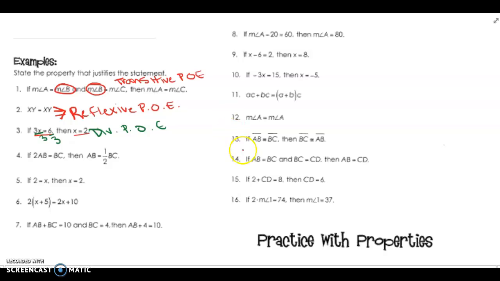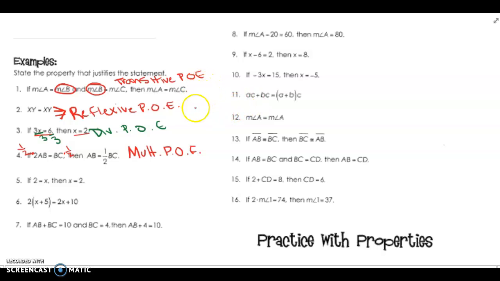Okay, now if we look at number 4, if 2a equals bc, then a equals 1/2 bc. Well, you can kind of do 2 things. We could either divide both sides by 2, that'd be division property of equality, but since we already used that, let's multiply both sides by 1/2. Remember, dividing by 2 and multiplying by 1/2 are the same thing. So we would get the multiplication property of equality.